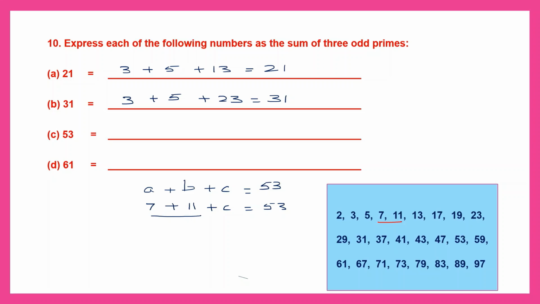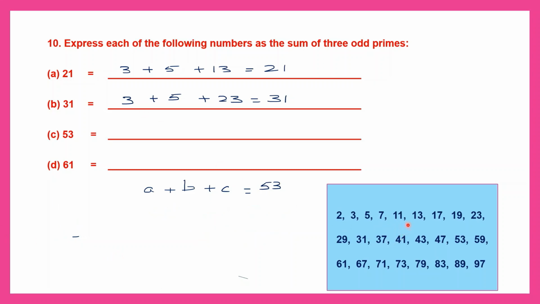7 plus 11 is 18. 18 plus the third number will give us 53. So let's subtract 53 minus 18 to find the third number. 53 minus 18. This is 5 and 13. 13 minus 8 is 5. 4 minus 1 is 3. So, 35. Can the third number be 35? If it is a prime number, it can be. So let's check and see if 35 is a prime number. Here we have 31 and 37. We don't have 35. So 35 cannot be the third number.